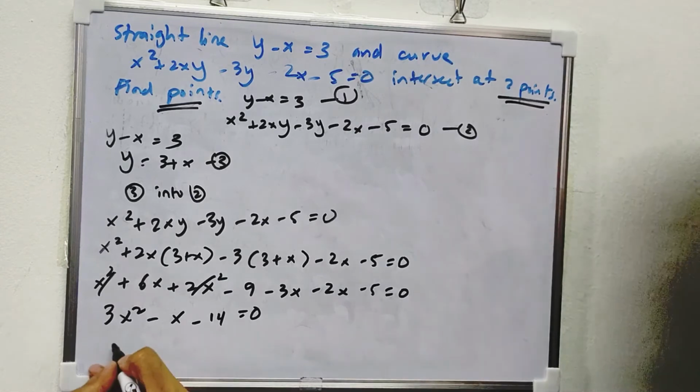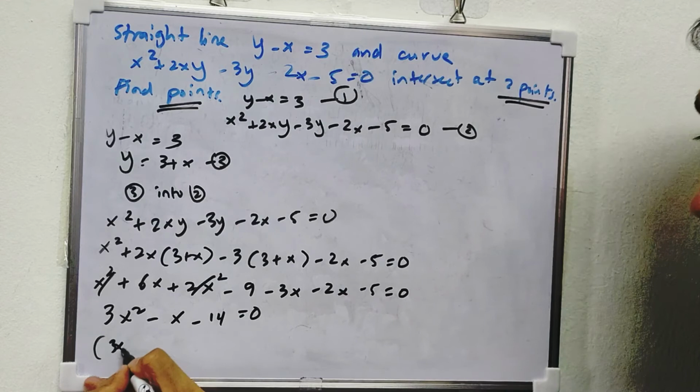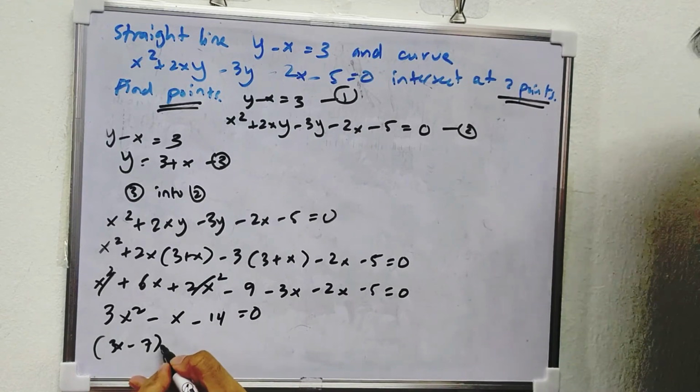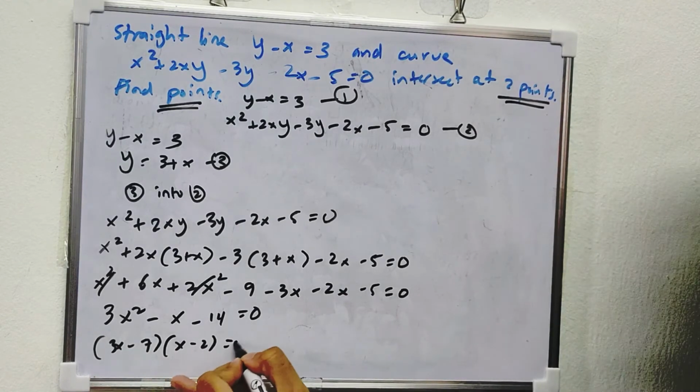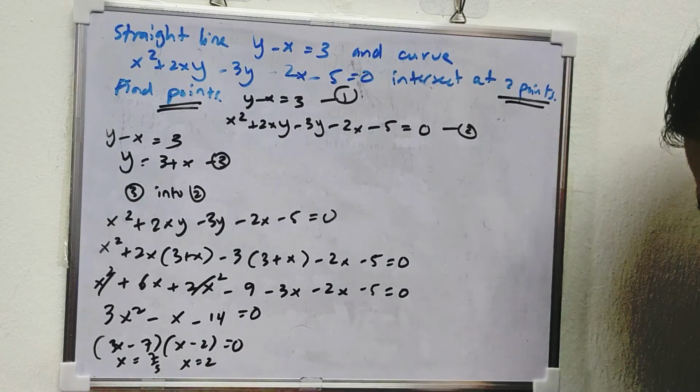So you will get (3x minus 7)(x minus 2) equals 0. So x equals 7 over 3 and x equals 2.